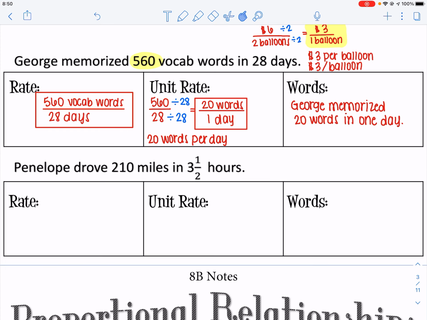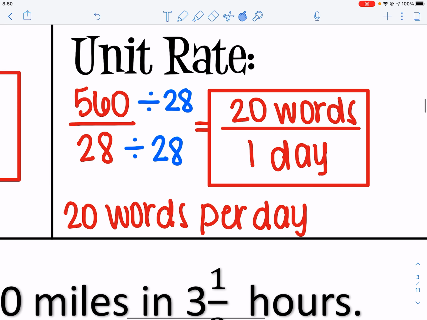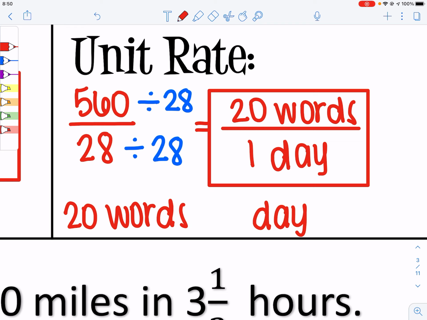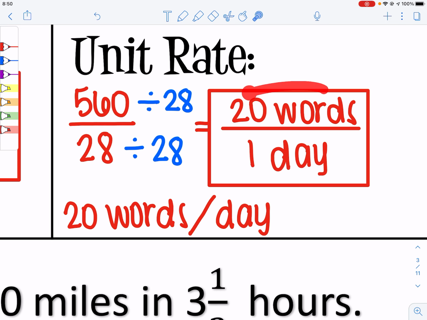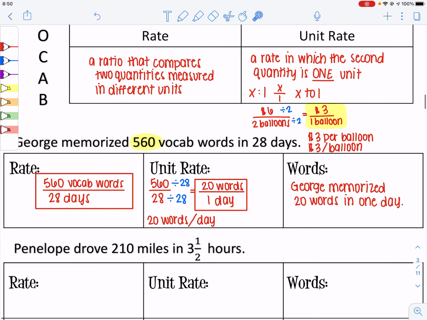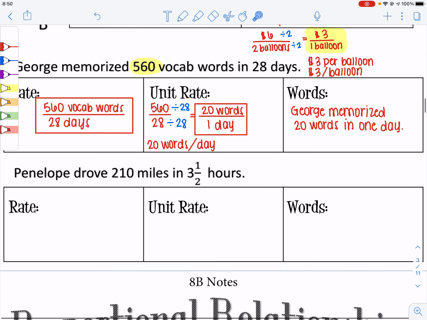Or another way you could say a unit rate is, instead of using the word per right here, you might just say 20 words and then use a slash, 20 words slash day. That's the same thing. That's also a way of writing a unit rate. We're typically going to keep it like this, but 20 words per day can be written like this, or with the word per in the middle, and that's still a unit rate.